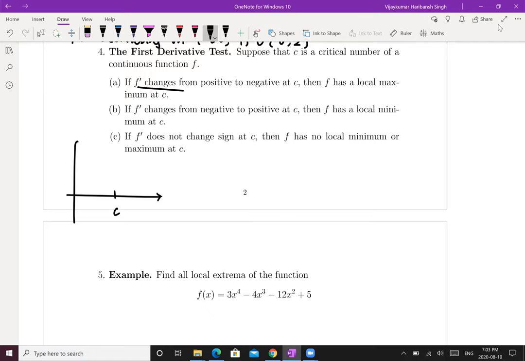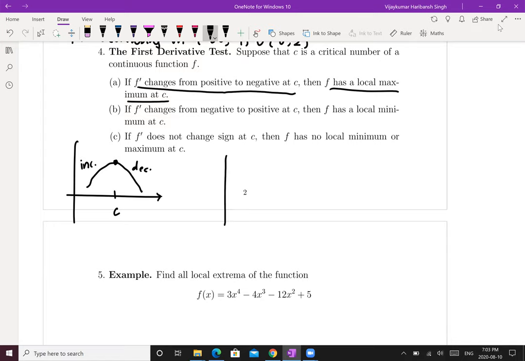Suppose f prime changes sign from positive to negative. So f prime is positive before c. That means the function is increasing. After c, the f prime is negative. That means it is decreasing. So in this case, we get local maximum. So if f prime changes sign from positive to negative, f has local maximum at c.